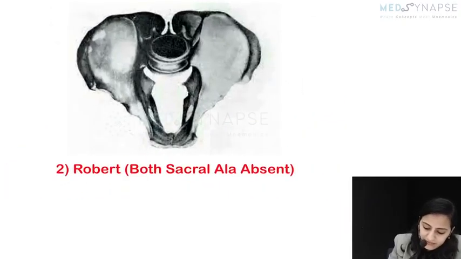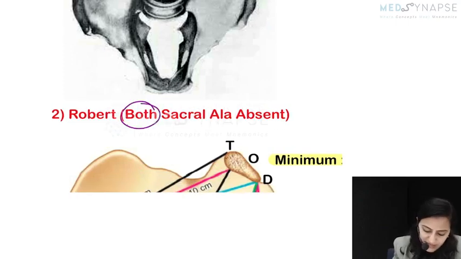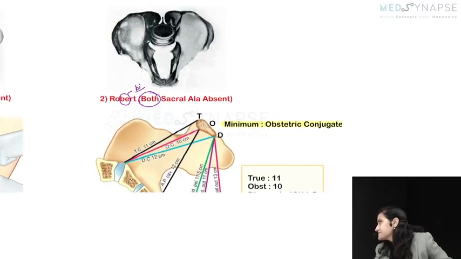This is the vertebra or directly the iliac blade. The sacral ala is absent on both sides. Absent on both sides is Robert's.